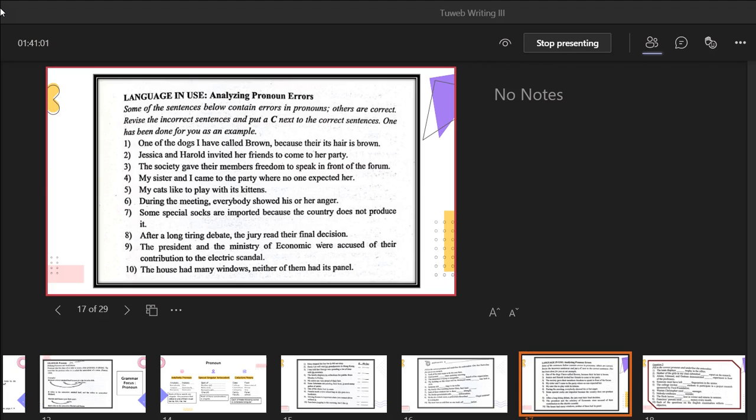Some special socks are important because they're the country doesn't produce them. Yes, karena kita mau refer ke special socks-nya ya. Number 8. Yes, after a long tiring debate, the jury read its final, his final decision atau her final decision. Okay. The next one, number 9.